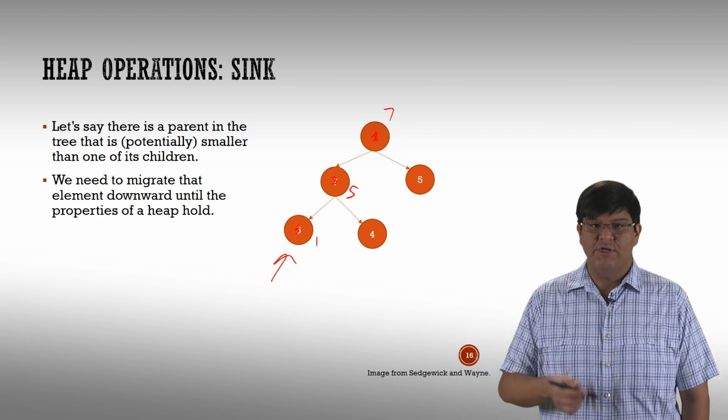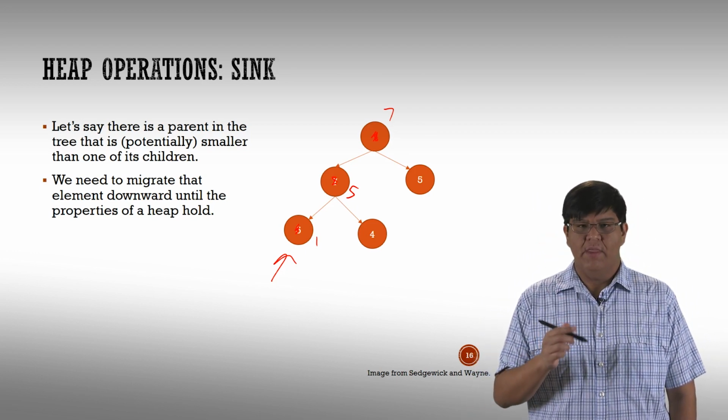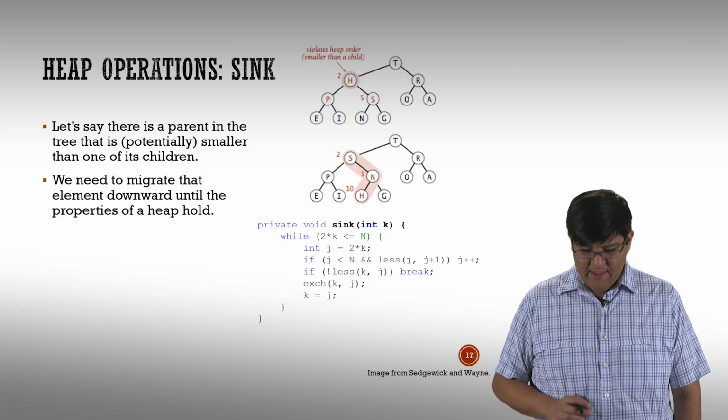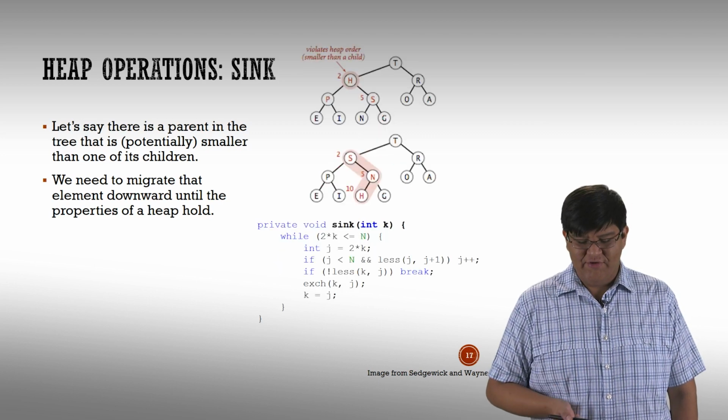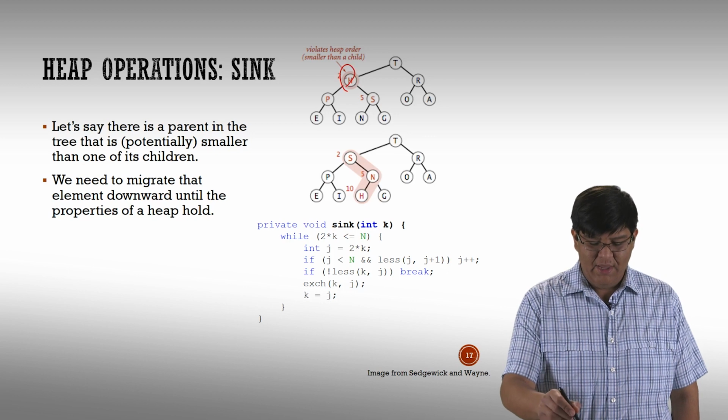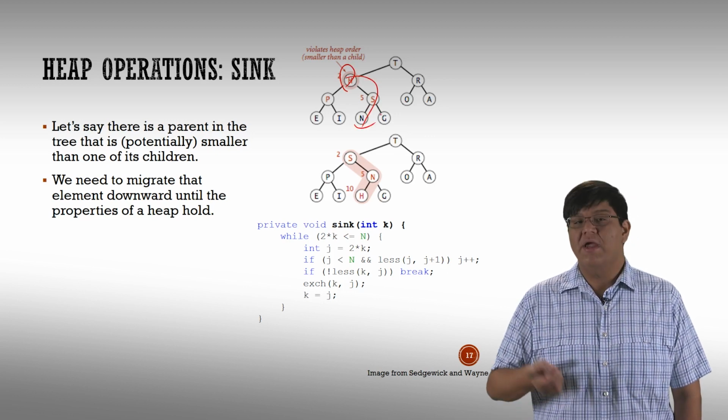Okay, so this is a sync operation. Again, it's for moving things downwards. Let's take a look at the code now. This is another example from the textbook if you want to look at it and trace it out. Again, they're taking a node and moving it down. What we care about here is the source code.